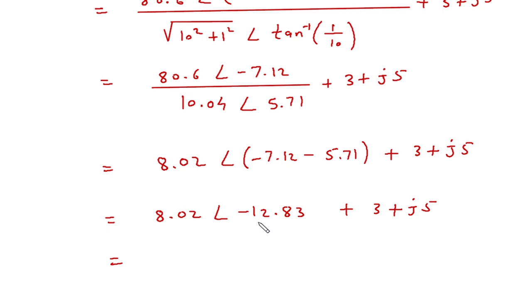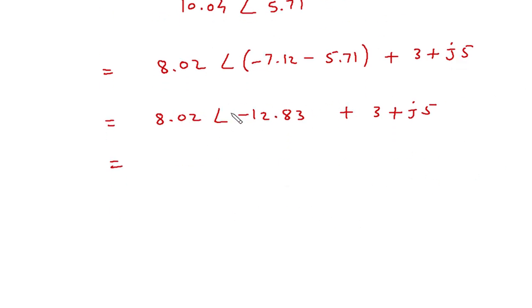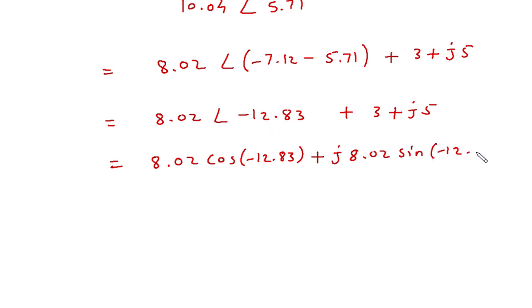Now we have to solve the addition of this. So first of all we have to again convert this polar form to rectangular form. So it will be 8.02 cos minus 12.83 plus j 8.02 sin minus 12.83. So this is the formula to convert polar form to rectangular form: r cos theta plus j r sin theta. So here the value of r is 8.02. Now remaining part as it is, plus 3 plus j5.